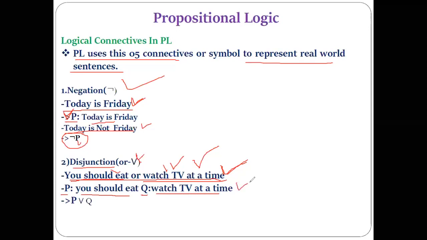Now this is the first step: represent the given complex sentence using propositional symbols, convert it to simple sentences, and lastly write the propositional logic for that. The propositional logic for that is simply this relationship: P or Q. Is it correct? Yes. This kind of question is always asked in the exam. You will get 4 or 5 sentences and be asked to write the propositional logic for them.